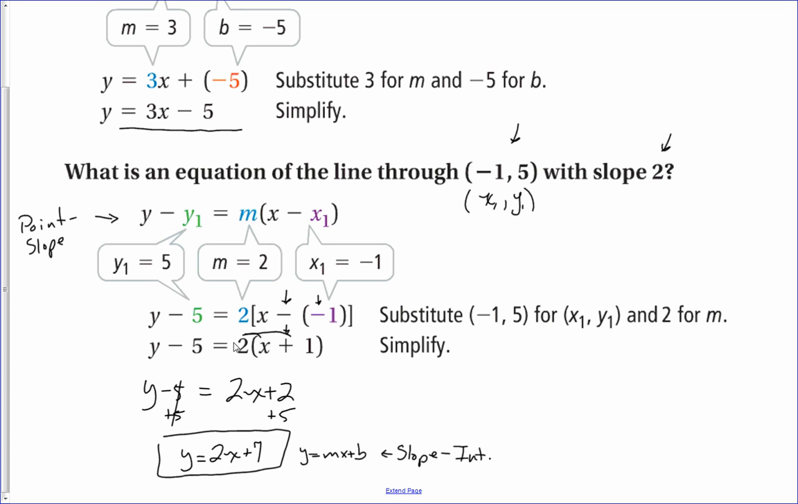The thing to make sure you do first, though, is distribute first. Get rid of these parentheses first before you bring the 5 over. It makes it easier. You're less likely to make a mistake that way. Okay?